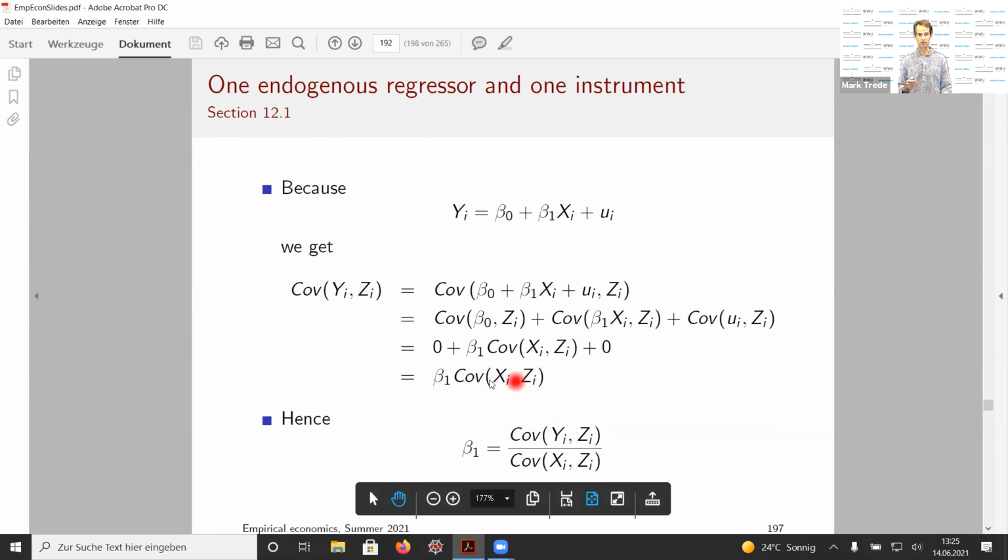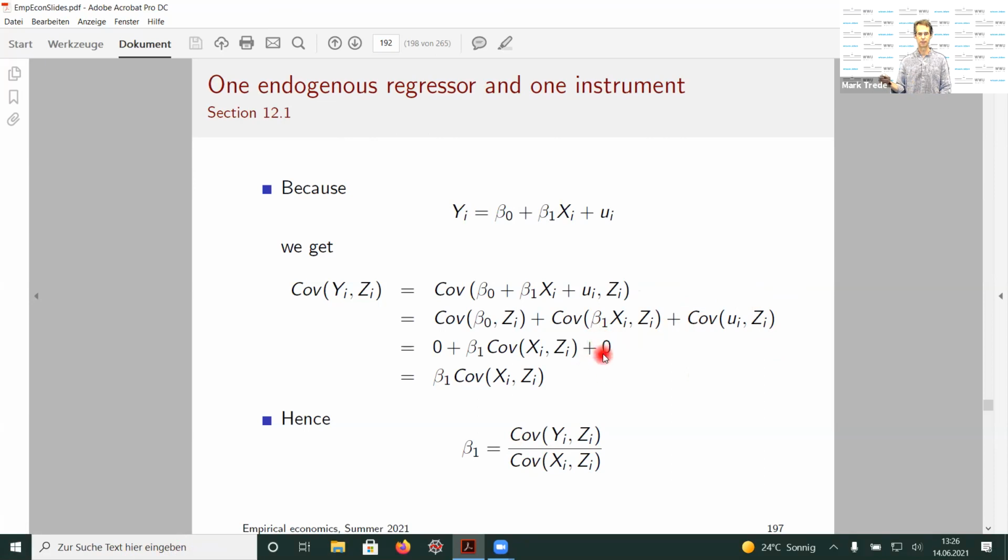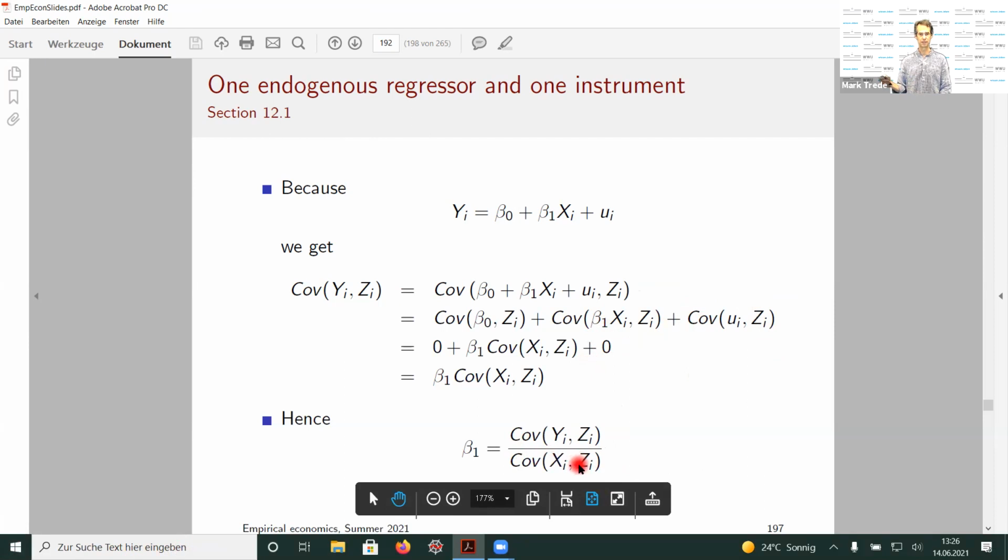And now you can see why it's really vitally important that this term here is not 0. So the relevance assumption really makes sure that the denominator in this fraction here is not 0. Without the relevance assumption, this beta 1 would not be identified, would not be properly defined, actually. So we need both assumptions. We need the exogeneity assumption here to make sure that this is 0. And we need the relevance assumption down here, because if the instrument is not relevant, then this covariance is 0. And it must not be 0 as a denominator.